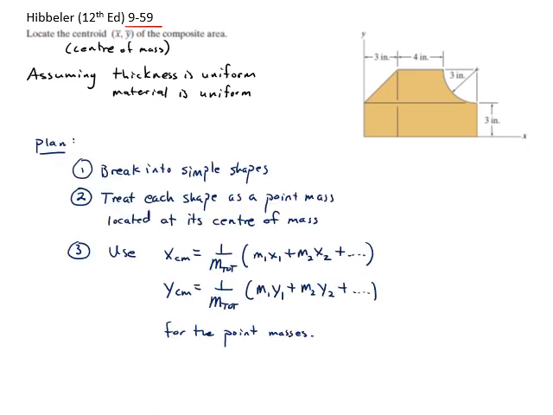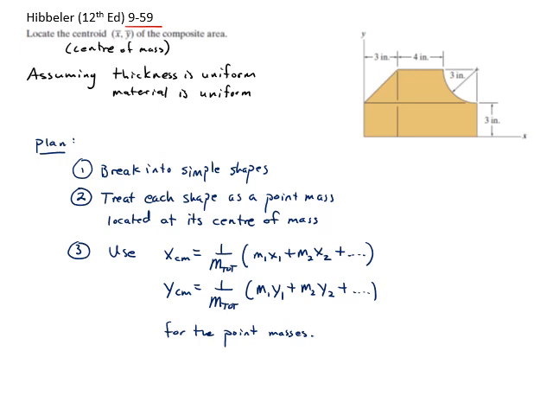So here's your summary of this kind of problem. Break it into simple shapes. I reduce each shape to a point mass located at the center of mass of each of the shapes, and then I add up and find the center of mass of the whole thing using these formulas for the center of mass of a system of point masses.